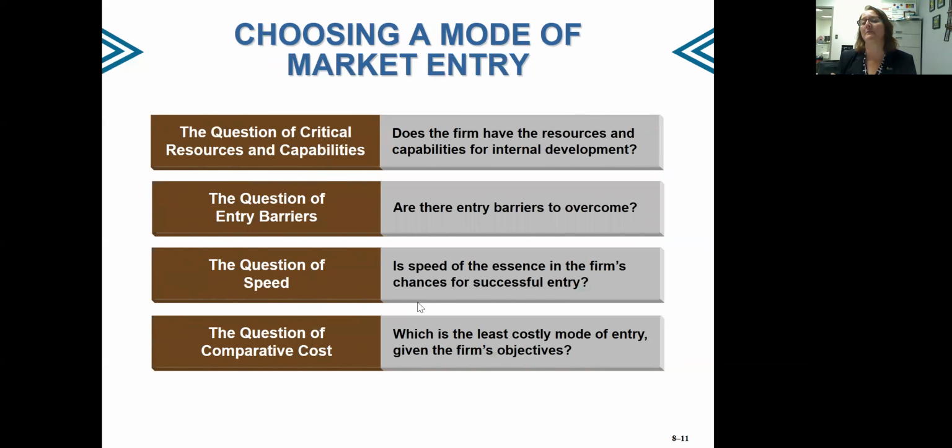So, choosing a mode of market entry. The question of critical resources and capabilities: does the firm have the resources and capabilities for internal development? When it comes to entry barriers, are there entry barriers that you can overcome, or do you need an outside partner to overcome that? The question of speed: is speed of the essence in the firm's chances for successful entry? And the question of comparative cost, which is the least costly mode of entry given your objectives.